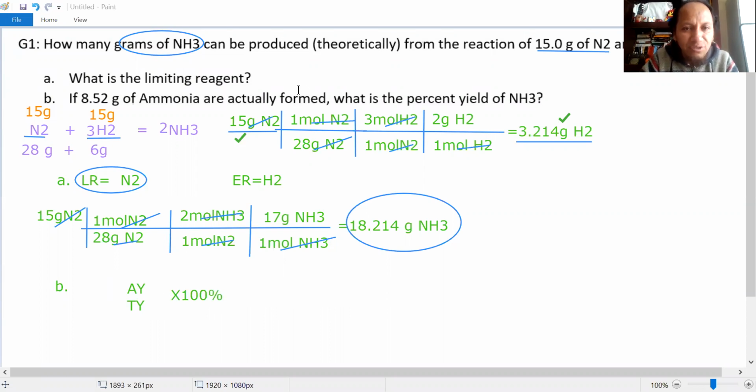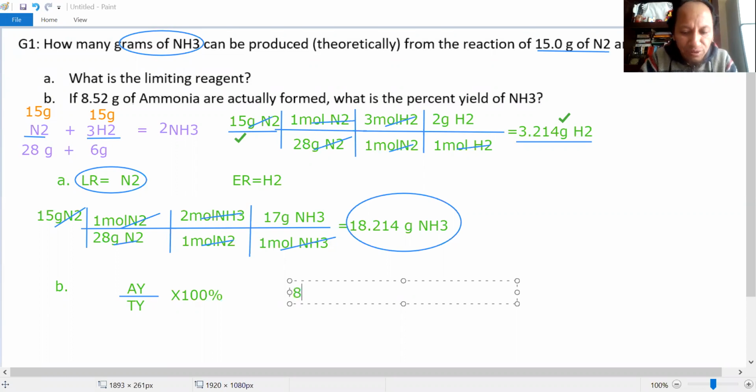Why is that? Because the actual yield is what you actually obtained by doing the experiment, and what you did in the upper part is just mathematical calculations. So that's not taking into account if the compounds were pure or not and stuff like that. Something could happen during the experiment. So we'll just replace the values. The actual yield, it says if 8.52 are actually formed, so as actually obtained.